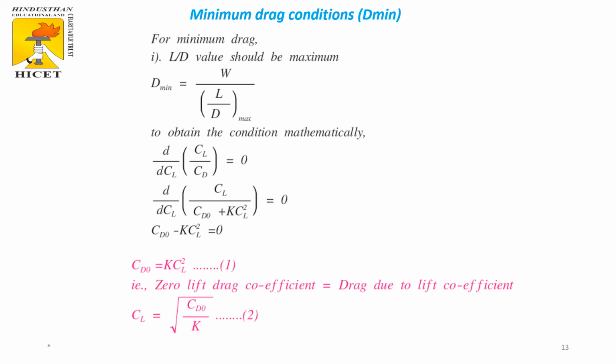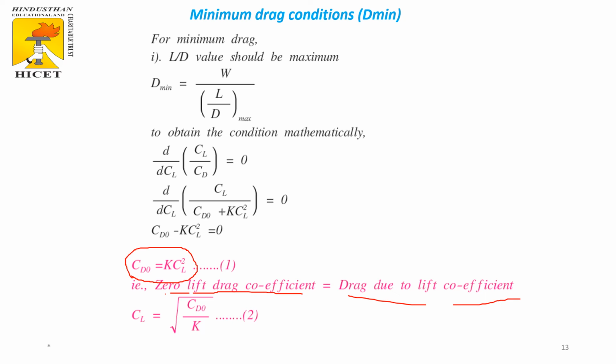And then next, minimum drag conditions, one of the parameters based on which designers are able to design their aircraft. For minimum drag, L by D should be maximum, so drag minimum equals W by (L by D) max. To obtain this condition mathematically, in order for CL by CD to be maximum, we differentiate it and set the equation to 0. Once you do the mathematics, you will end up with CD naught equal to K CL squared.